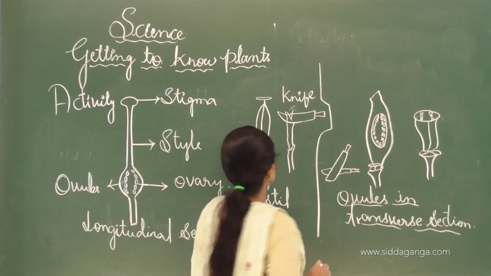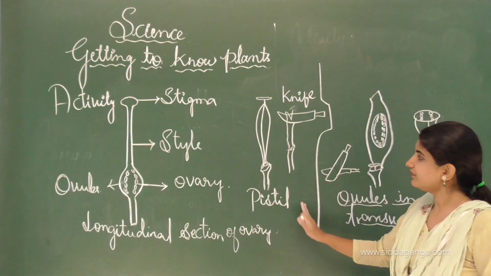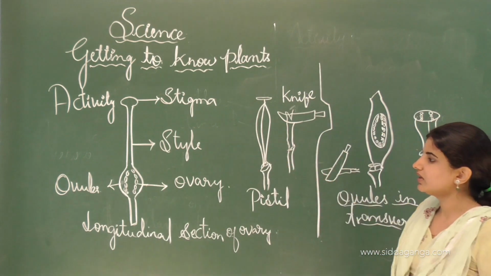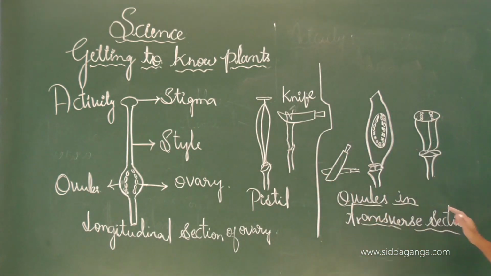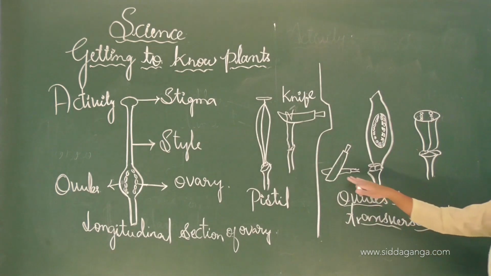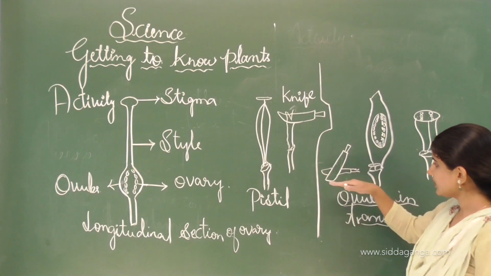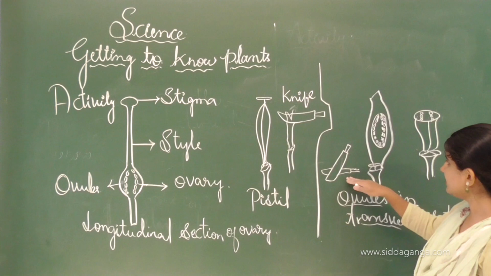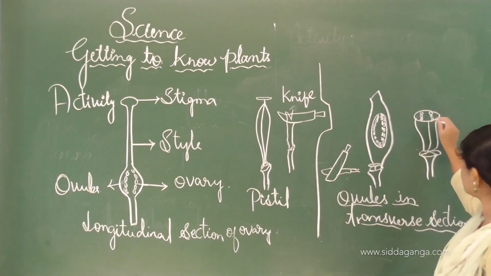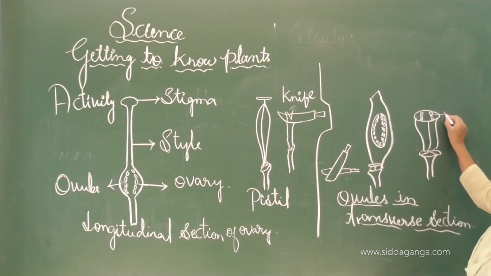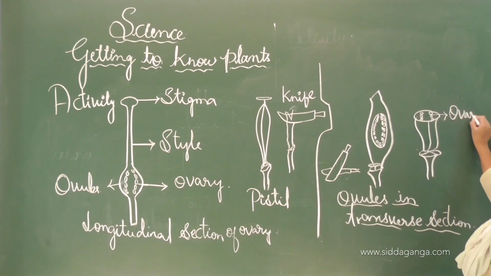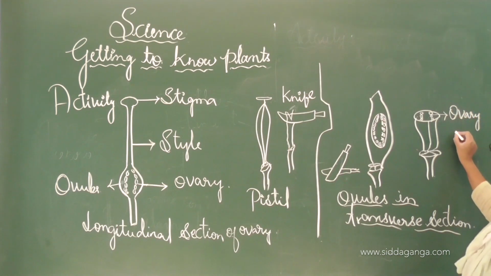And see, if we cut it in the longitudinal way, we can see the different parts of a pistil. And here it is a transverse section. If we cut the pistil in a cross way, we can see the arrangement of the ovary and the ovules.